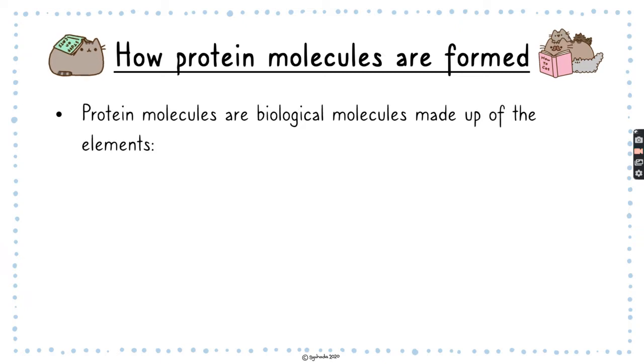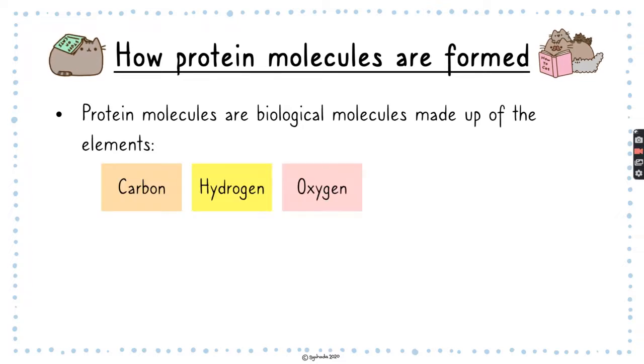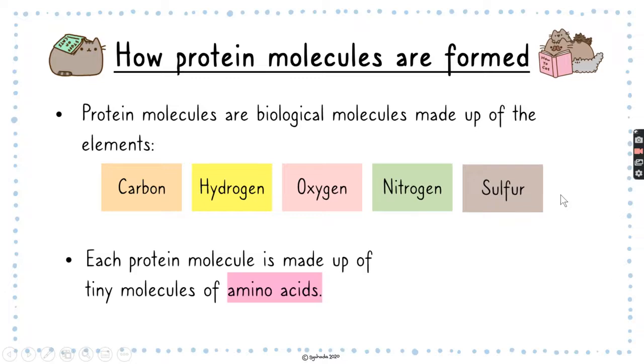So let's look at protein molecules first. Protein is a type of nutrient, and it is very important for our diet. Protein molecules are biological molecules made up of the elements carbon, hydrogen, oxygen, nitrogen, and sulfur. So how do you remember this? We say CHONS. So protein molecules are made up of carbon, hydrogen, oxygen, nitrogen, and sulfur.